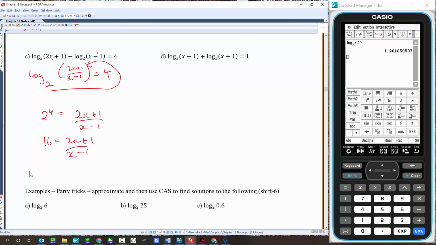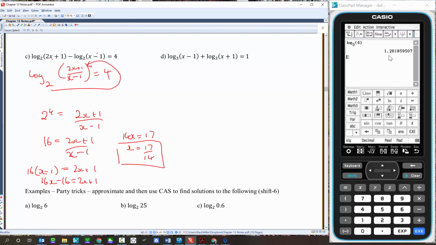Now we're going to multiply both sides by x take 1. 16 times (x take 1) equals 2x plus 1. 16x take 16 equals 2x plus 1. 14x equals 17. X equals 17 on 14. There's my answer. Okay, just to go through it, your calculator will solve logs quite nicely.